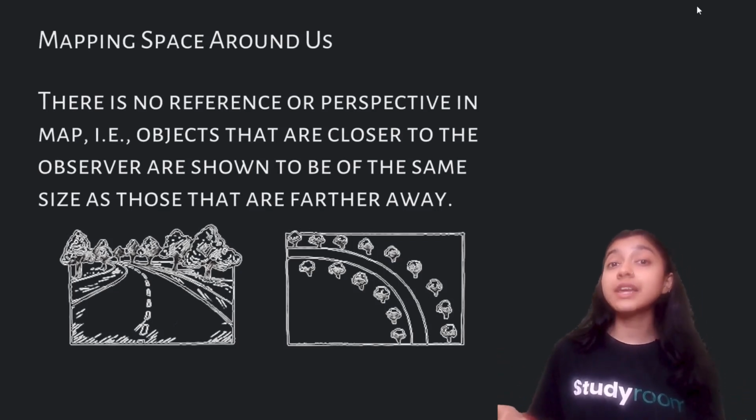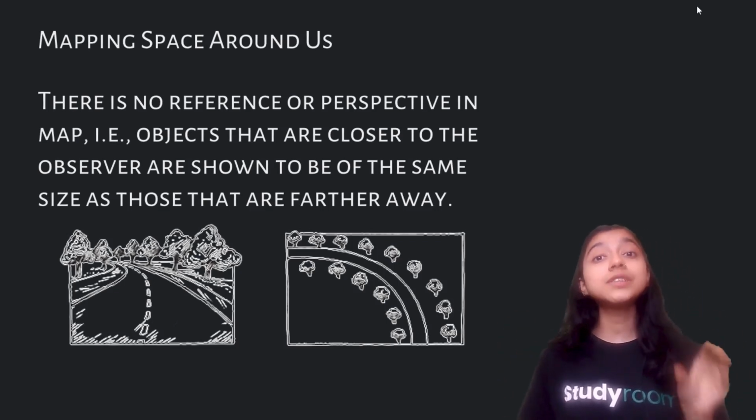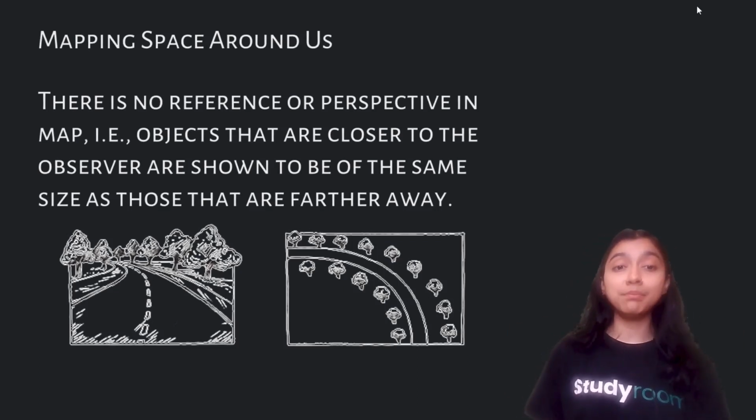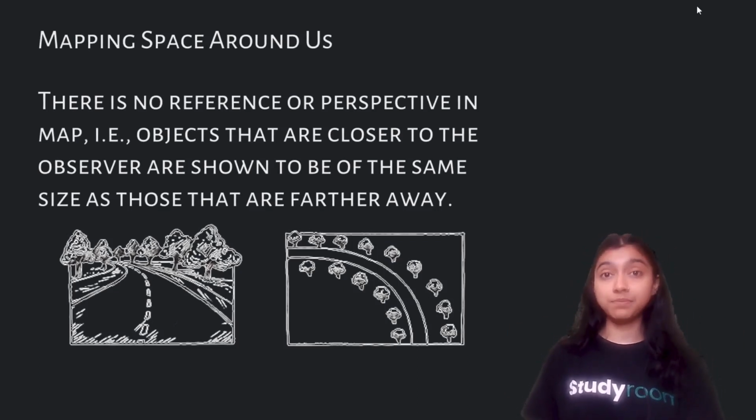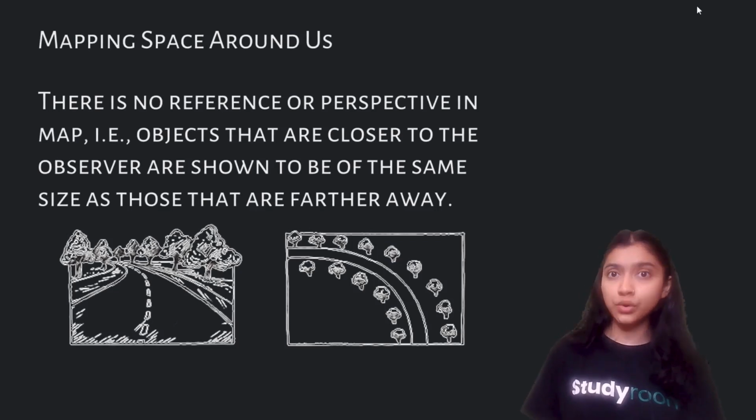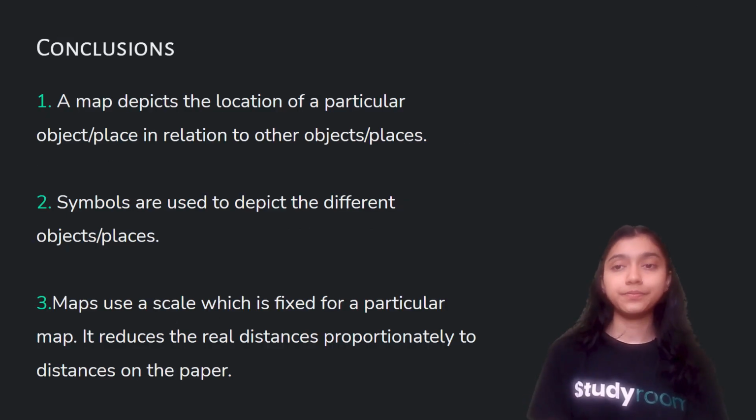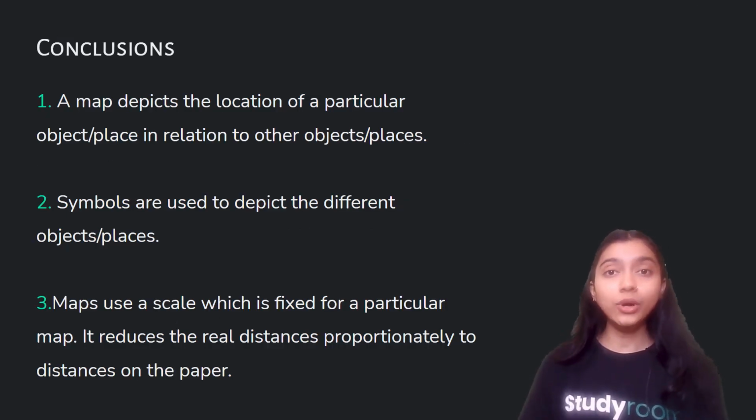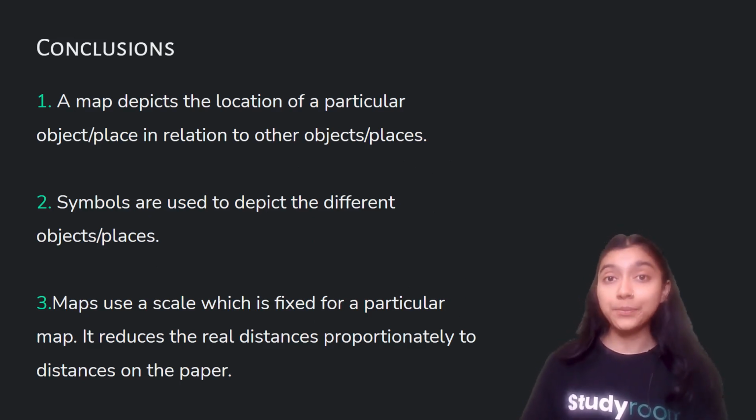So, we have to represent all the trees with circles of the same size. So, we can say that in mapping, references and perspectives hold no meaning. There is no reference, no perspective. Now, let us conclude all the points that I taught you about mapping.